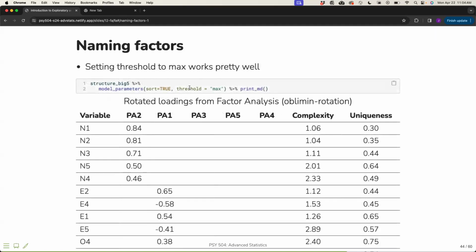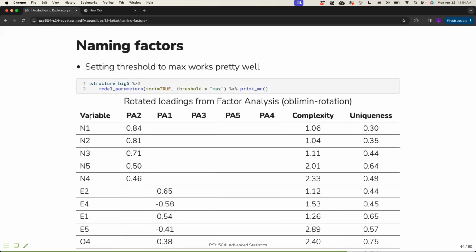Here I've set the threshold to max. And what you'll see here is that all the items are just loading on one factor and one factor alone. As I said, there's some weirdness here with openness items loading on extroversion, but we're just going to forget that. Each item loads on one factor only. So that's essentially what we want here. And luckily, these items are named intuitively already for us.